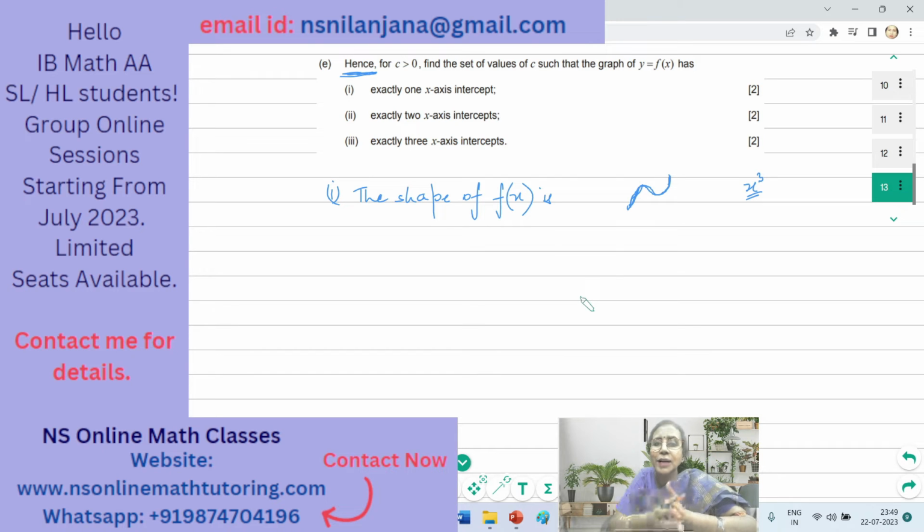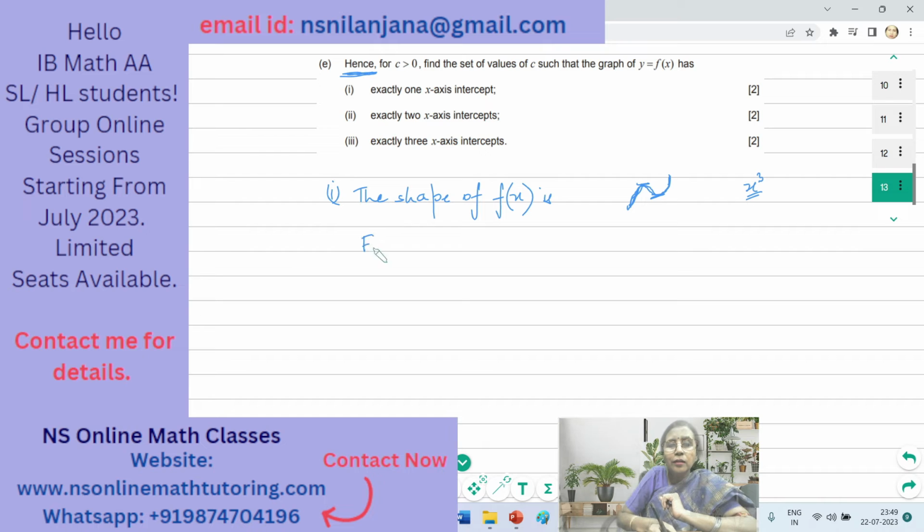For c greater than 0, you are having one maximum and one minimum point, so that is why I have drawn these maximum points. So in order to have only a single x-intercept, how can the graph look like? There are two options.